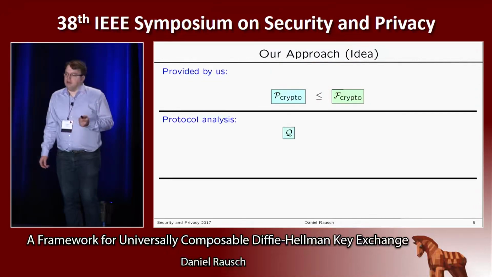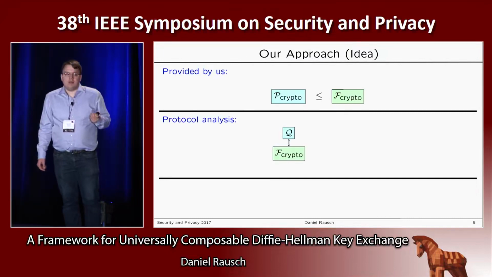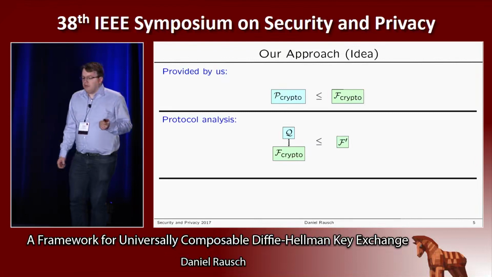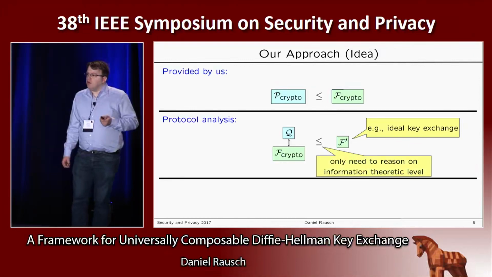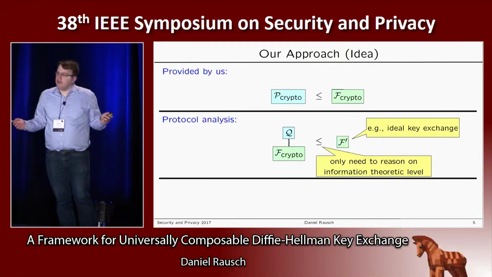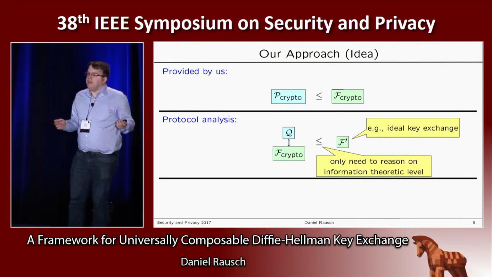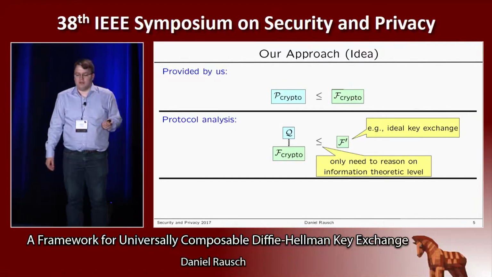So say, for example, we want to analyze some protocol Q. Now we can use the ideal crypto library Fcrypto as a subroutine to model the cryptographic primitives in this protocol. In a security proof, we then have to show that it realizes some ideal functionality F prime. So say, for example, Q is a key exchange protocol, so it should realize the ideal key exchange functionality. Importantly, in this proof, we only have to use intuitive information theoretic arguments. There are no reductions involved anymore, and usually we don't even need any probabilistic reasoning, at least as far as the primitives supported by Fcrypto are concerned.